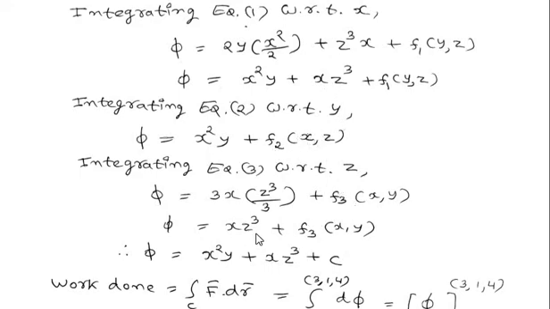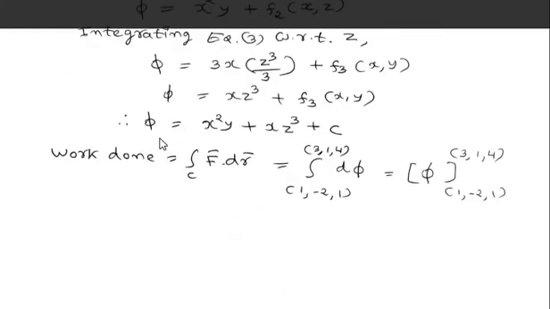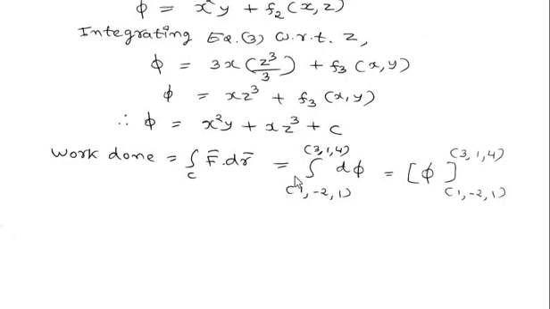So we will write the repeating terms only once. So we have xz³, and the remaining functions are constant. This is constant, this is also constant, and this is also constant. So we have written plus c over here. So the required scalar potential function phi is x²y plus xz³ plus c.